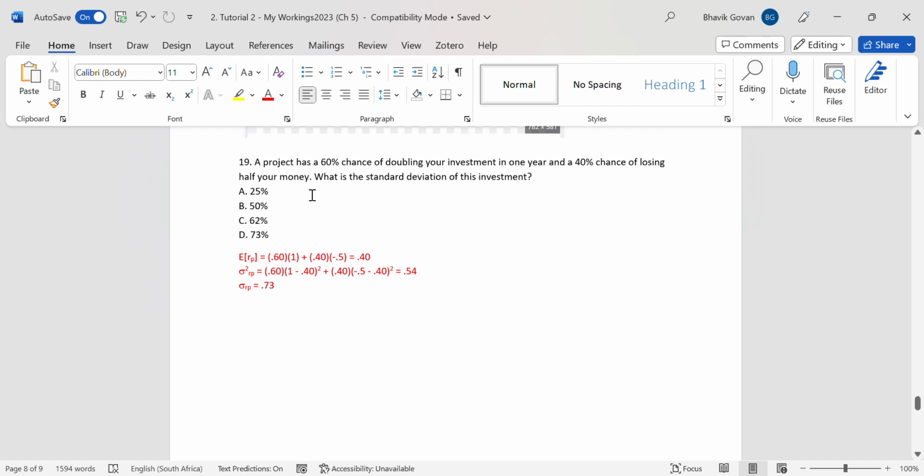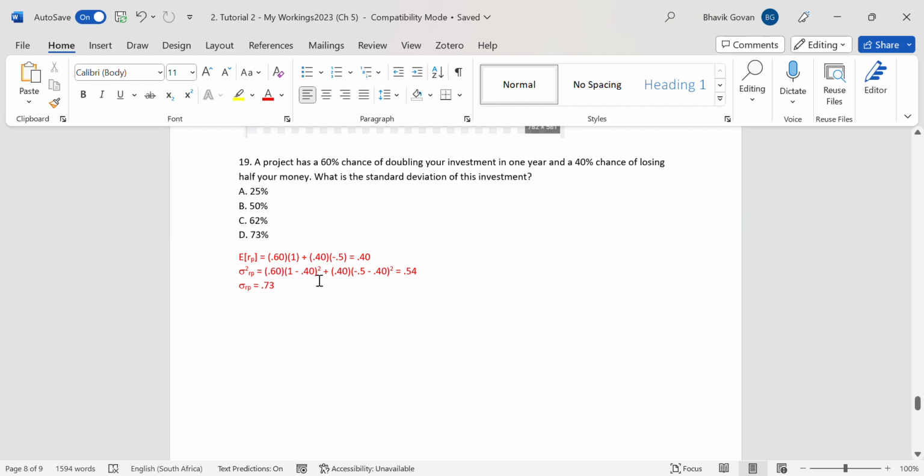Okay, a project has a 60% chance of doubling your investment in 1 year, 40% chance of losing half your money. What's the standard deviation of this investment? So the expected return, it'll be 0.6 times 1 plus 0.4 times negative 0.5. We'll get 0.4, and we basically use that to calculate the risk.